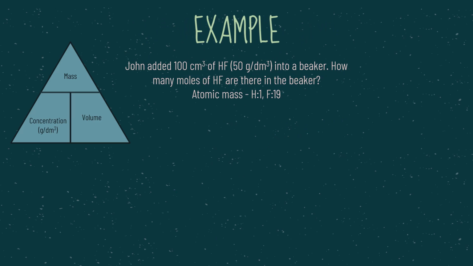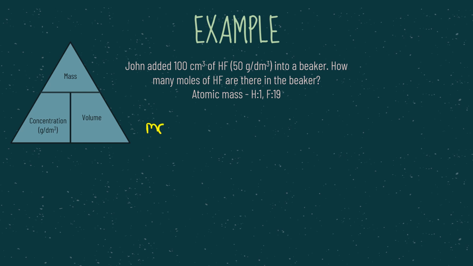Our example says that John added 100 cm cube of hydrogen fluoride with a concentration of 50 grams per dm cube into a beaker. How many moles of hydrogen fluoride are there in the beaker? The question also gives us the atomic mass, which will be useful for us to find the mole since we're going to find the mass of the hydrogen fluoride. First, we need to find the amount of hydrogen fluoride that is being placed into the beaker.